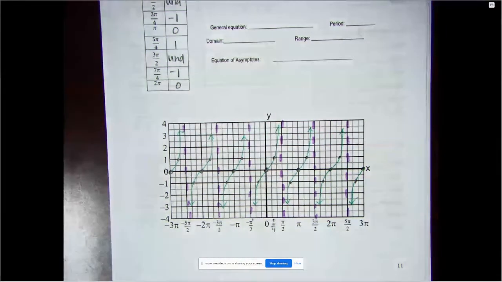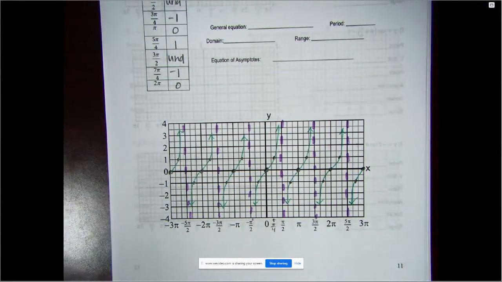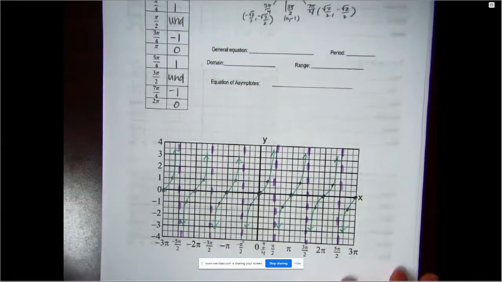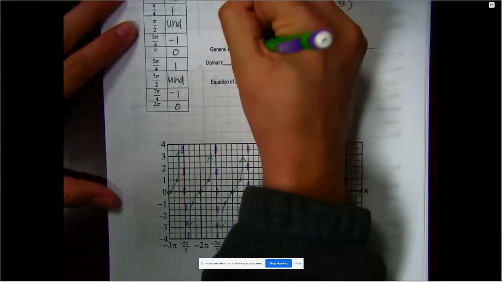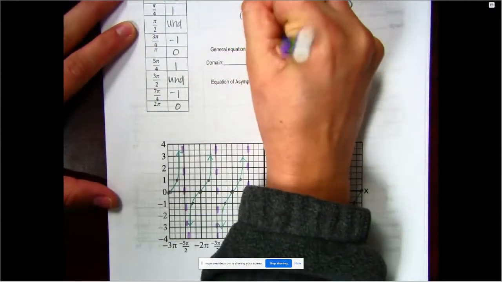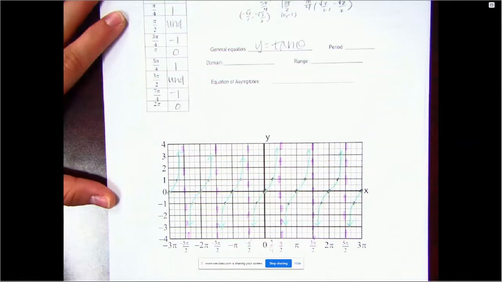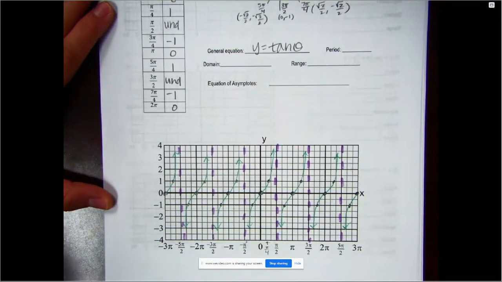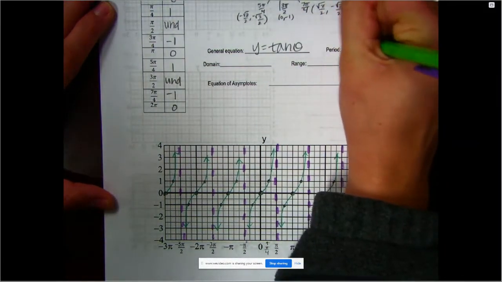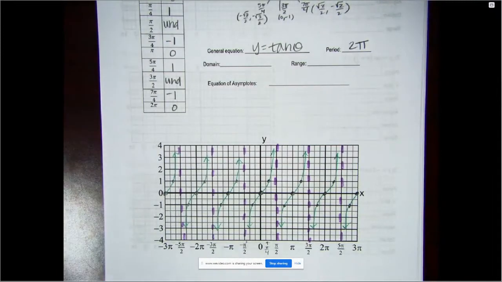And that's what that looks like. Cool. Okay, so this looks very different than sine and cosine, so our domain and range are going to be a little bit different. So let's go back up here. So, general equation, we graph tangent. Cool. The period is still one trip around the unit circle, so 2 pi.